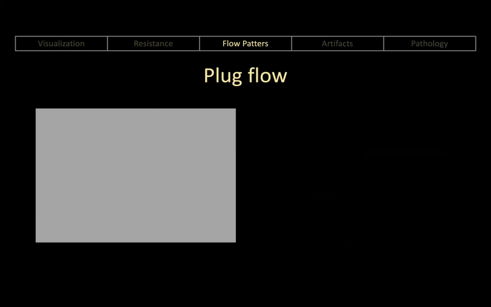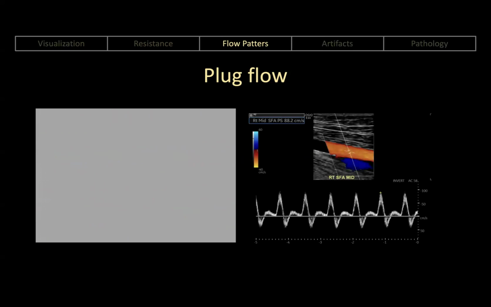So what is plug flow? Plug flow is when all of the red blood cells travel the exact same speed at the exact same time. For the spectral Doppler waveform of this, since everything is traveling at the same speed at the same time, that's going to lead to a brighter spectral waveform pattern, because remember, the brightness indicates how many red blood cells are going at a particular speed at a particular time. You can see this narrowing of the window here because everything is traveling at the same speed. So with the spectral waveform, you can kind of trace this out with a pencil.